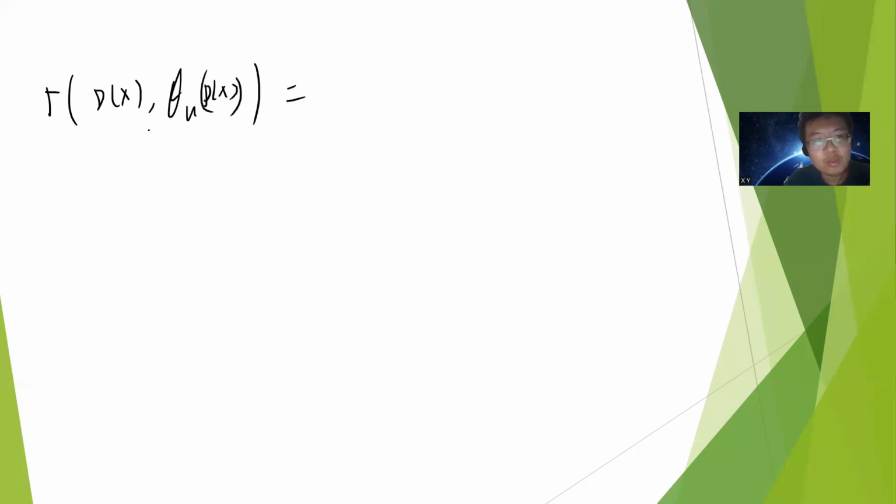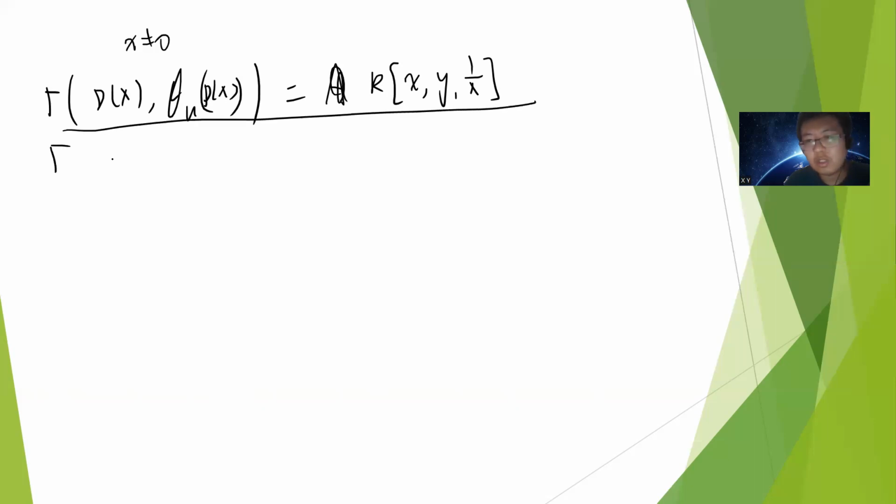This is simple, because I know that on D(x), the global function is just that x is non-zero, so I can invert x. So it should be the coordinate ring, k[x, y, 1/x], because x can be non-zero. And obviously this is just the definition, almost the definition.